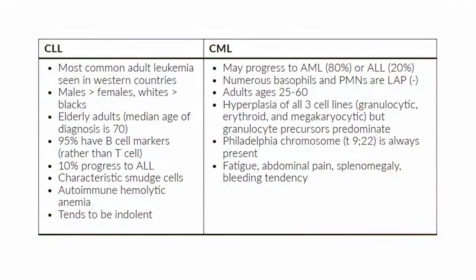Then over on the right side of the table we have CML. So CML may progress to AML, which is referred to as a blast crisis. So you have a CML patient with mature myeloid cells and various myeloid precursors, and they're just kind of cooking along. Then all of a sudden they start turning out immature myeloid cells, or those myeloblasts, and they've progressed to AML. That's a bad sign, and they need immediate treatment or they're going to die.